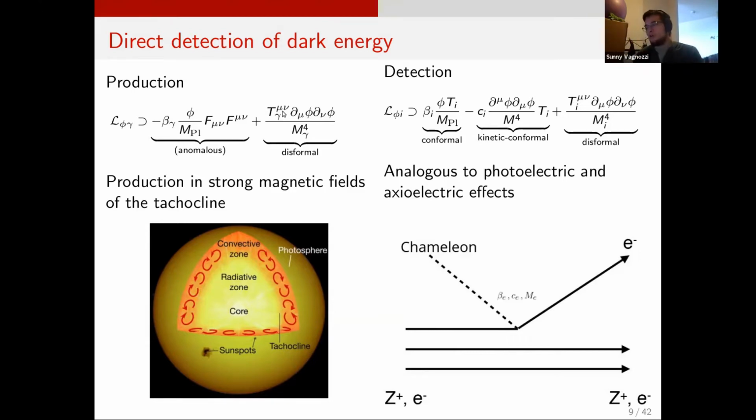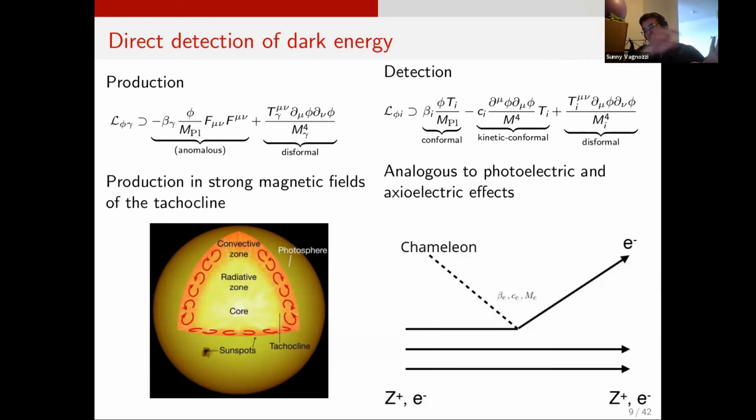This is this formal coupling over here. What this allows for, this coupling between photons and dark energy, allows you to produce dark energy particles in very strong magnetic fields. One example is in the sun, between the radiative inner zone and the outer convective zone. There's a turbulent zone known as the tachocline, where you have very strong B fields of order 30 Tesla or more. And there you can essentially convert photons into chameleon particles.